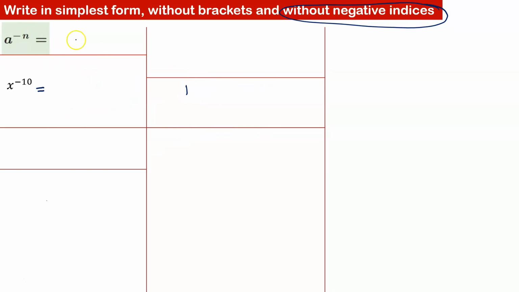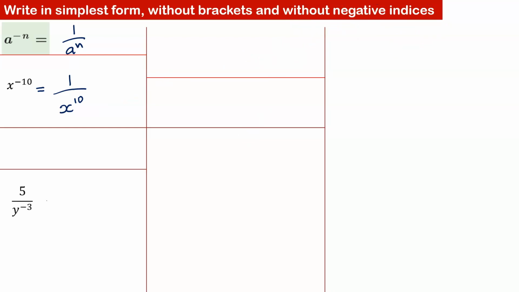Now, a to the minus n, what's that? That's equal to 1 over a to the n. Same process here, x to the minus 10, 1 over x to the power of 10. Have we met both conditions? Yes, there's no bracket, and also, we don't have any negative indices anymore. So all good.